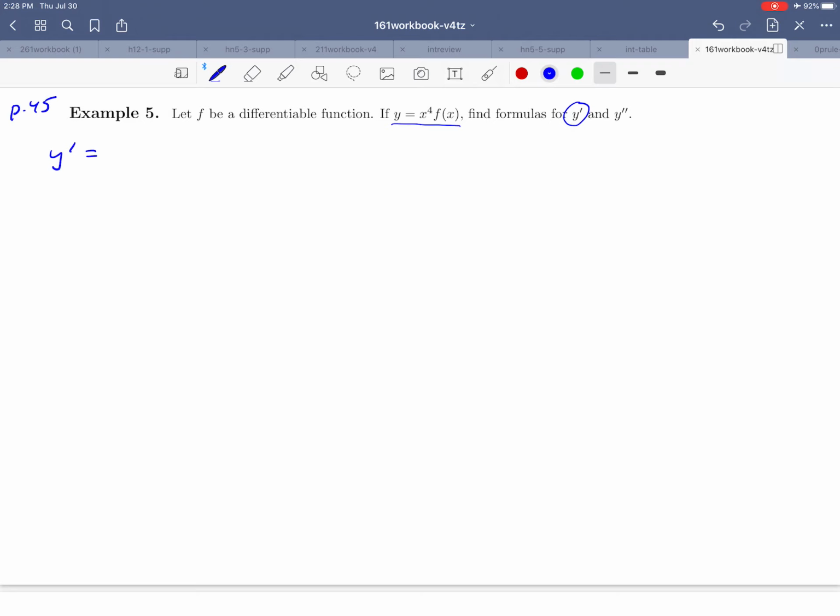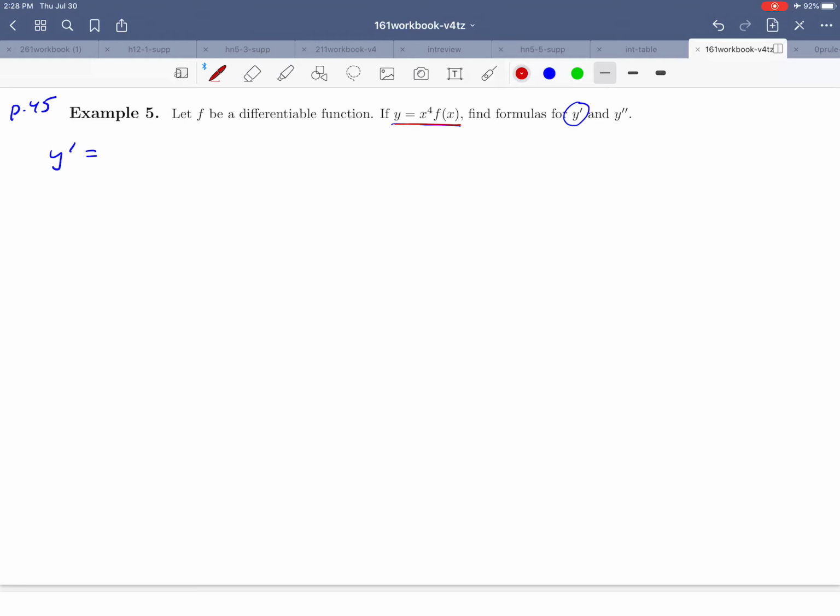Okay, so if you look at this function, x to the fourth times f of x, how are those two functions being combined together? Is that multiplication, division, addition, subtraction? Notice that x to the fourth is being multiplied by f of x. And the fact that we're multiplying tells us that the product rule is probably the tool that we want.